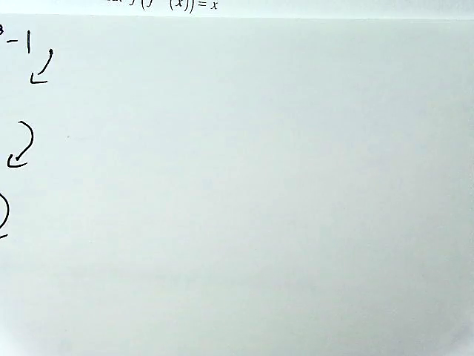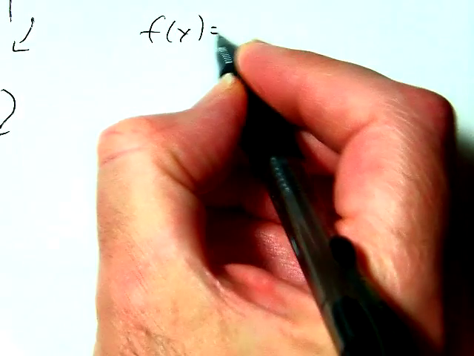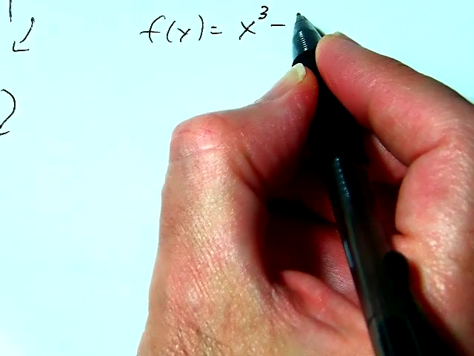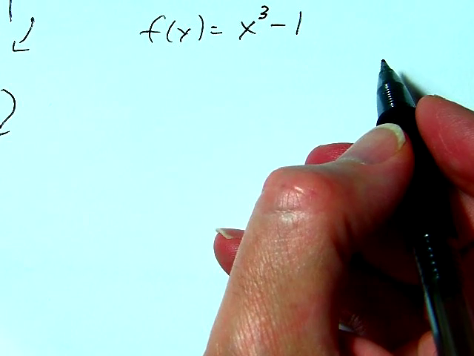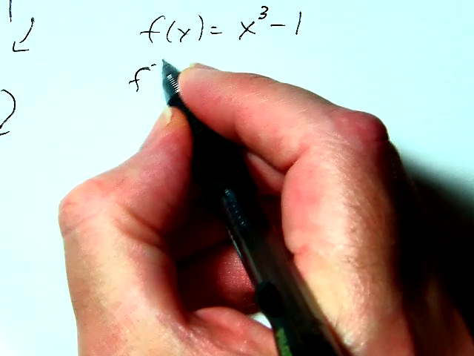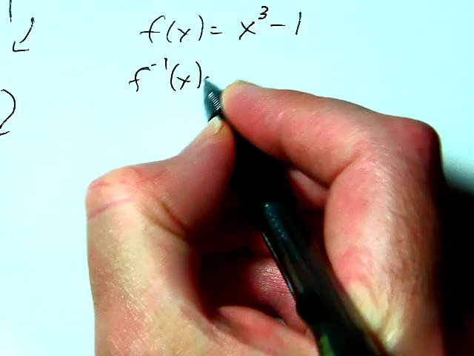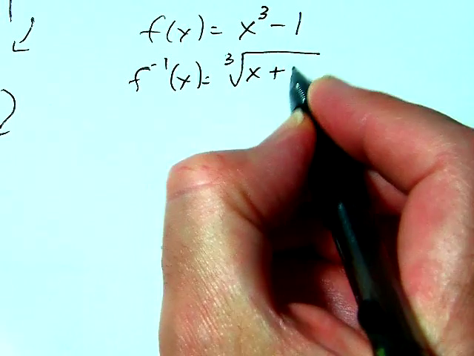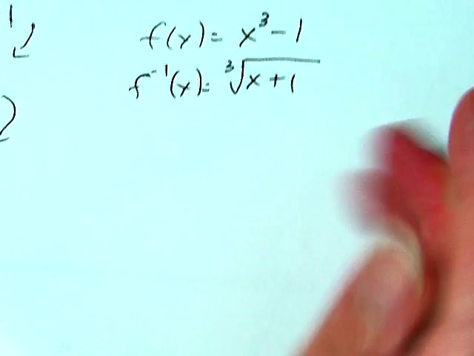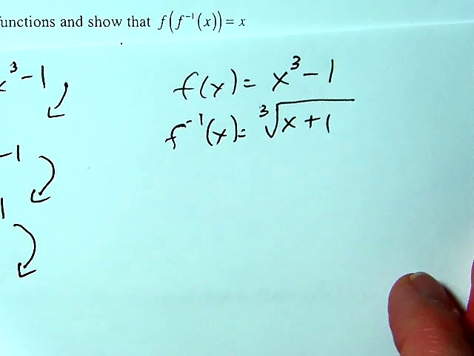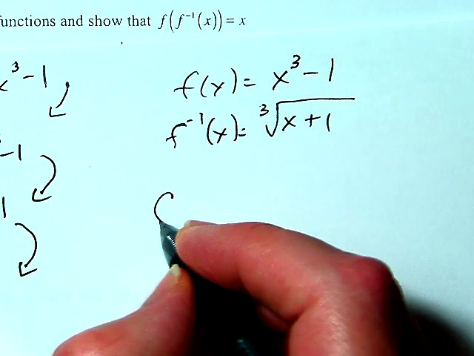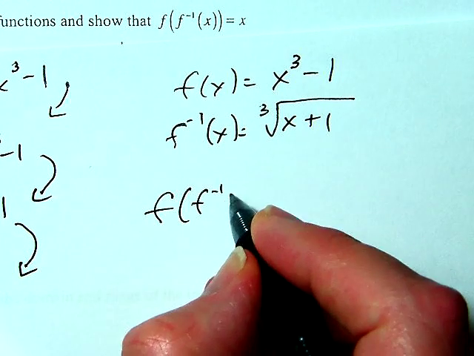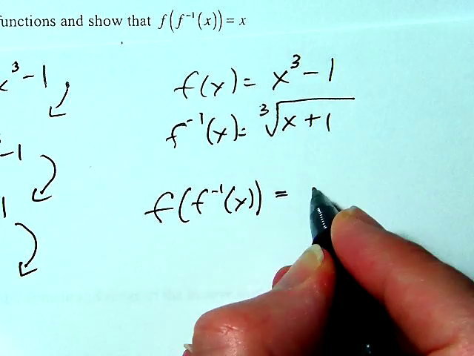So let's write down what we know here in summary in this column. We've got that f of x is equal to x cubed minus 1. We've also got that f inverse of x is equal to the cube root of x plus 1. And finally, we needed to show from the problem that f of f inverse of x is equal to x.